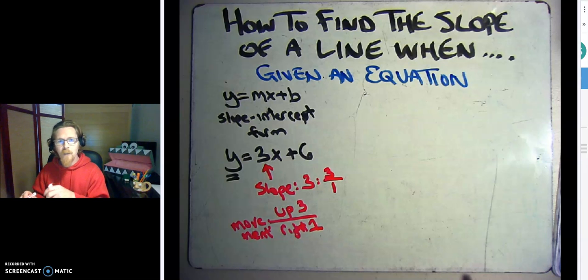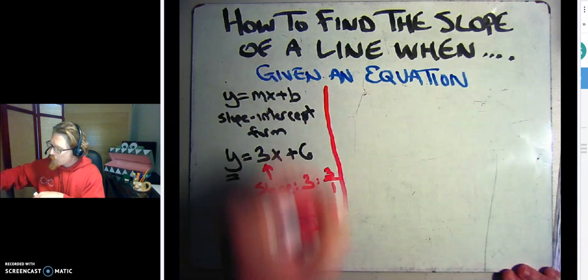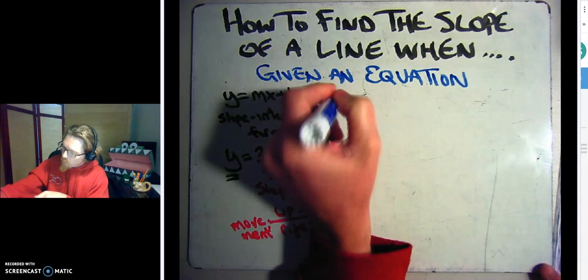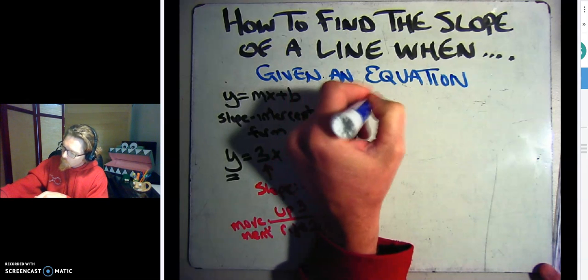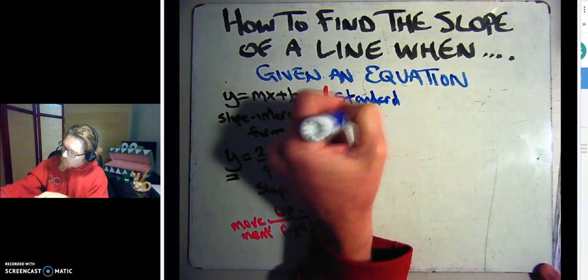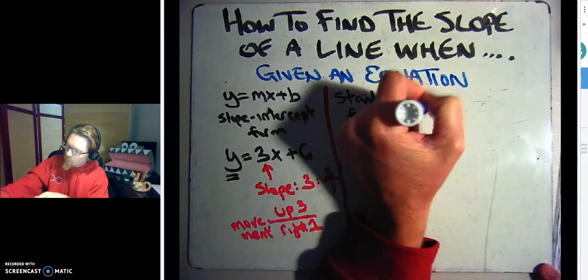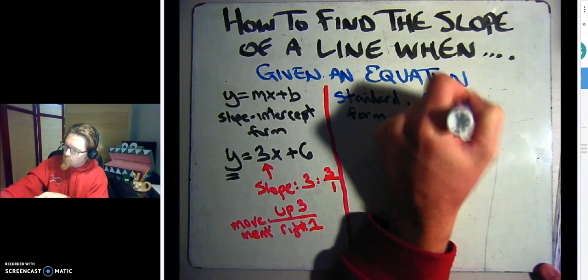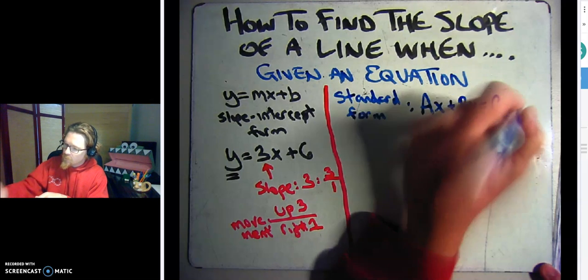Now, it gets a little trickier when your equations are not written in slope-intercept form. Another form that comes with linear equations we call standard form. Standard form looks like this: a capital A times x plus B times y equals C.